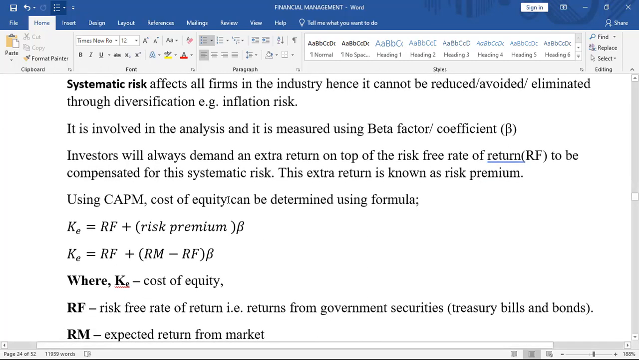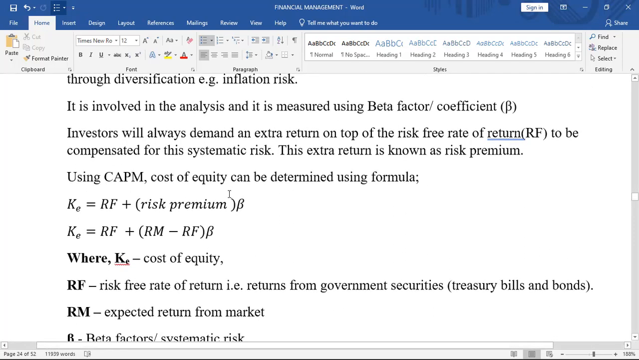And you can see the sign for the beta coefficient. Investors will always demand an extra return on top of the risk-free rate of return to be compensated for this systematic risk. And that is why we normally invest. We invest because there is a risk which we have to undertake, and therefore, at the end of the day, we require some returns. So if you invest without understanding the concept of getting back a certain proportion of return, then you might not end up getting any.